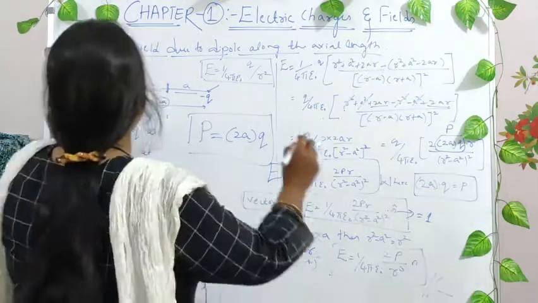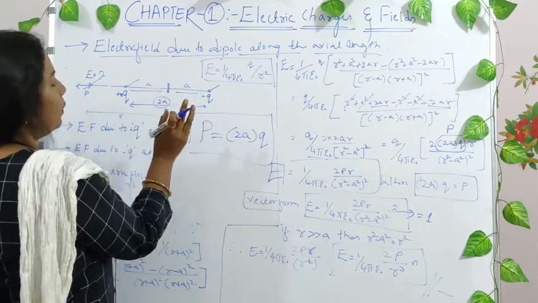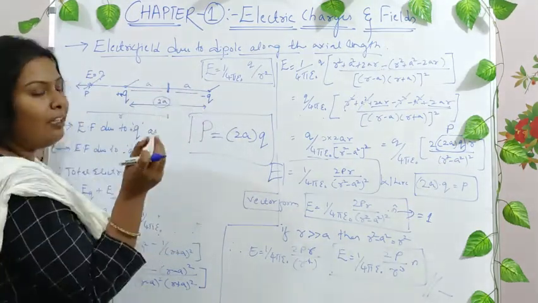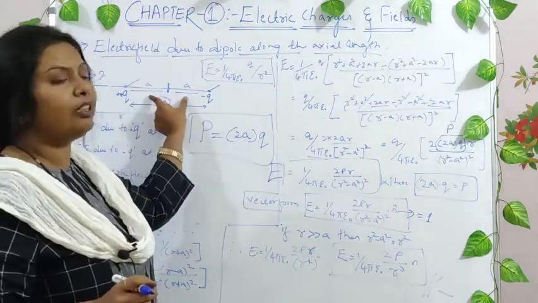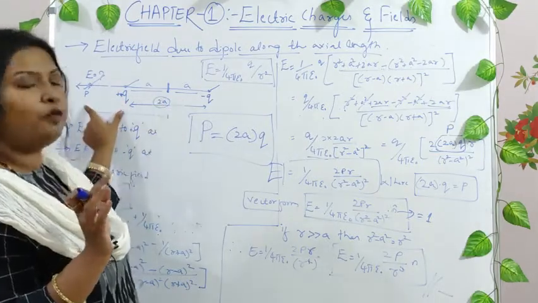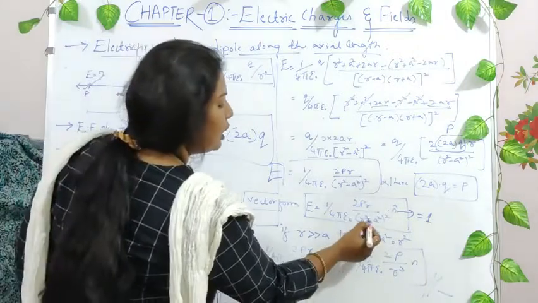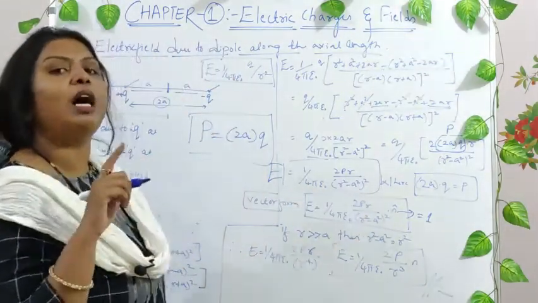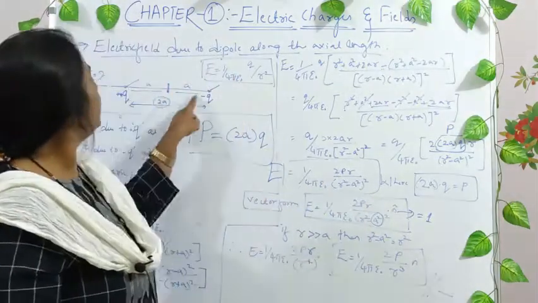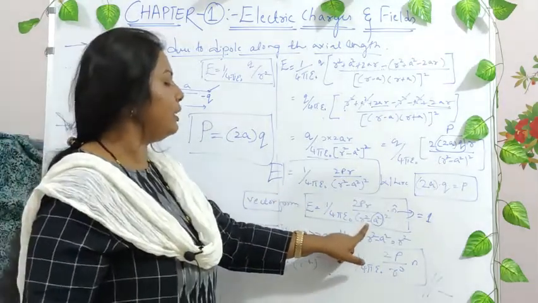What if the distance between the point that is located and the center is so big that the distance between these two charges is so small? When the distance between the two charges is considered so small compared to that of the point located on the axial length, then what does this mean? This R square minus A square will be almost equal to R square only. Why? Because A square is negligible. What is A square? The distance between these two points. It is so small that it can be neglected, and the only term that remains is R square.